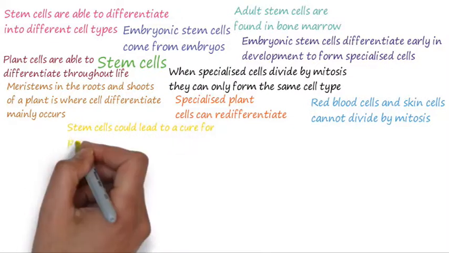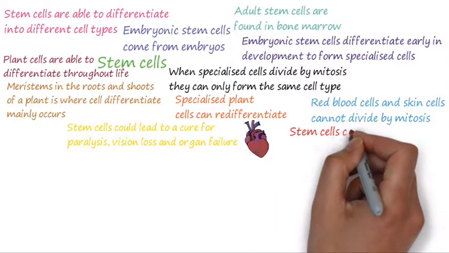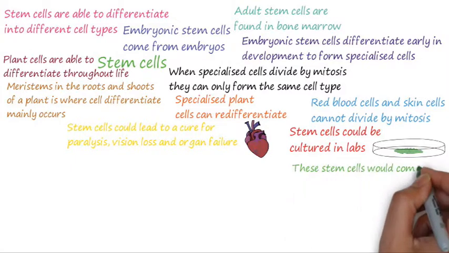Stem cells can be used for many different things due to their properties. For instance, scientists are hoping that the stem cells could lead to the cure for paralysis, vision loss and organ failure. This is because the stem cells could potentially be cultured in labs and then used to form specific cell types. However, all of these studies are done using embryonic stem cells, which can lead to ethical concerns.